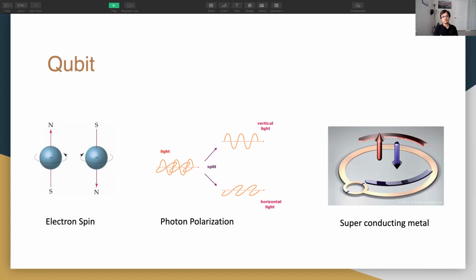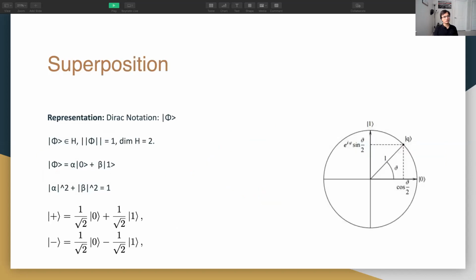And the third one is the superconducting metal, where we can define the magnetic influence and the magnetic direction of the metal as 1 or 0. So after this, if we have to give a mathematical notation and definition to the qubit, let's see how we can do that.